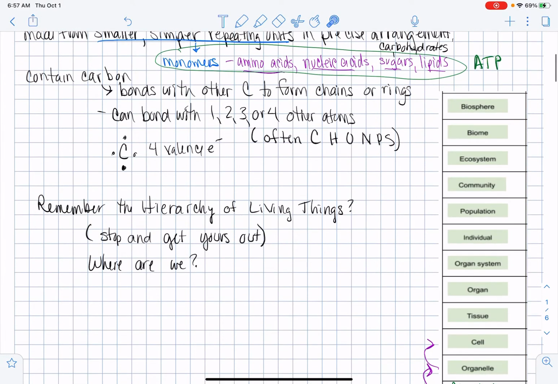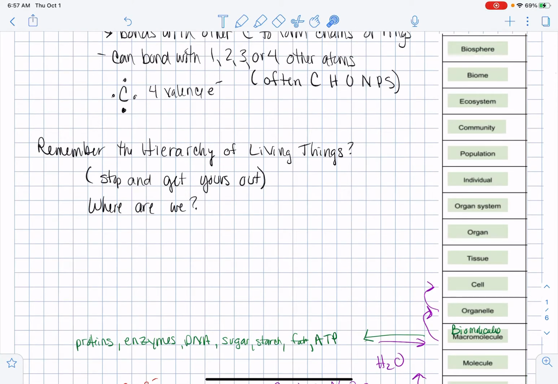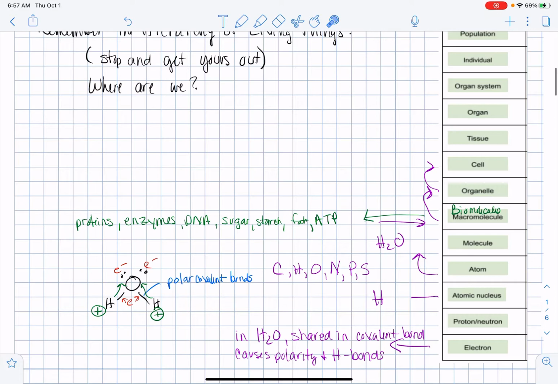And if you look at the hierarchy of living things, you might want to get yours out and make a few notes. You can stop and do that. Where we are, biosphere at the top is every living thing on Earth, every living thing to the bottom of the sea, to the top of the atmosphere. Okay, we're going to start at the bottom here. Electrons and protons and neutrons make up the atom. Okay, the protons and neutrons are in the nucleus. The electrons float around somewhere outside the atom.